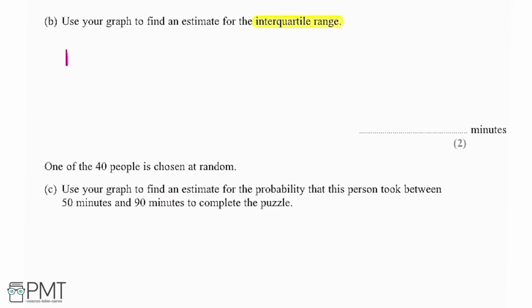So we now need to use our graph to find an estimate for the interquartile range. The interquartile range equals the upper quartile, subtracting from that the lower quartile. And what we look at here is quartiles. And the clue in the name sort of means sections of 4. So to find the upper quartile, we're looking at 3/4 of the way up. And the lower quartile, 1/4 of the way up.